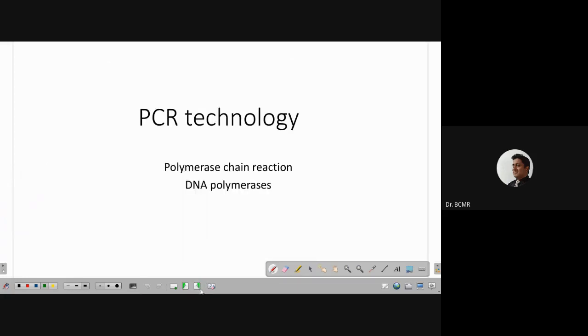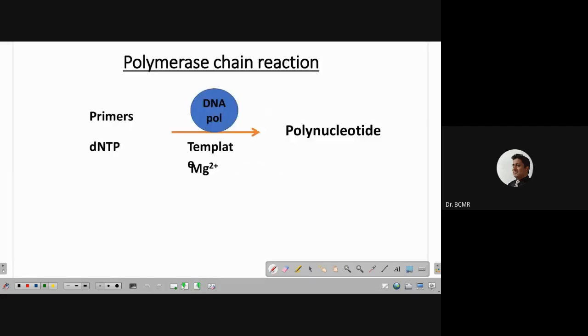Okay, now we will discuss something about PCR technology, polymerase chain reaction. I want to use this opportunity also to review whatever we learned from replication. So it should be a two-way thing. In replication, what happens is you have dNTPs, and DNA polymerase will make them into a polynucleotide, right? That is polymerization of DNA. And it requires primers, and the primers are made by primase during replication.